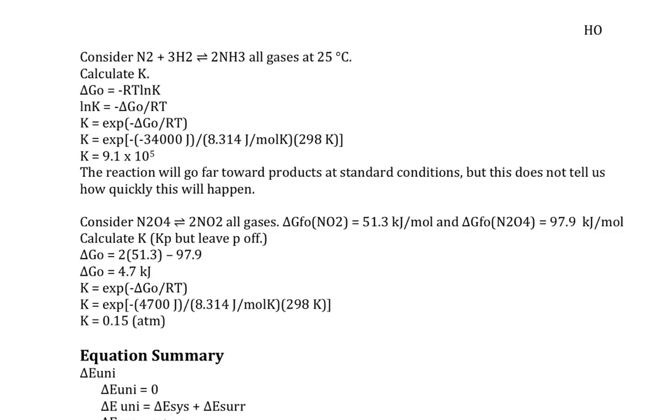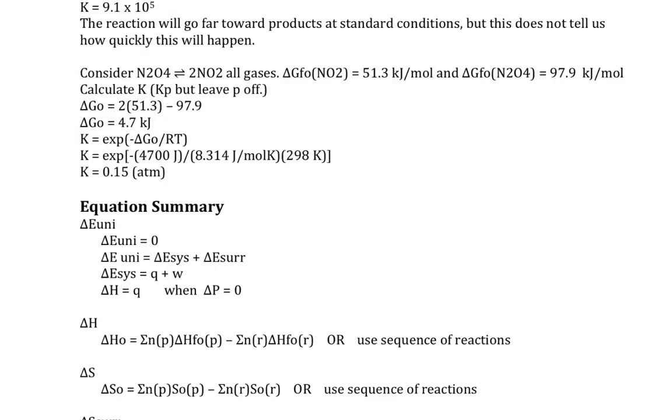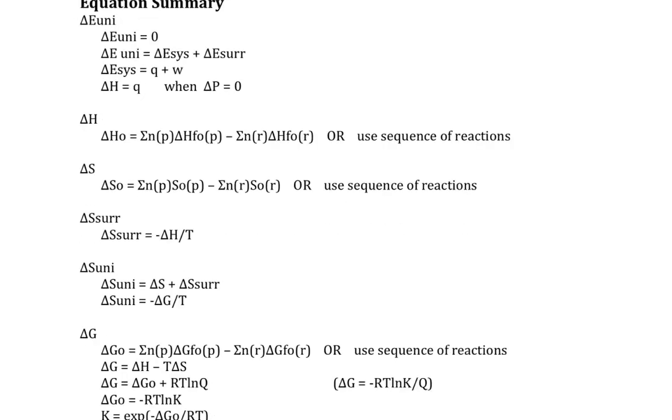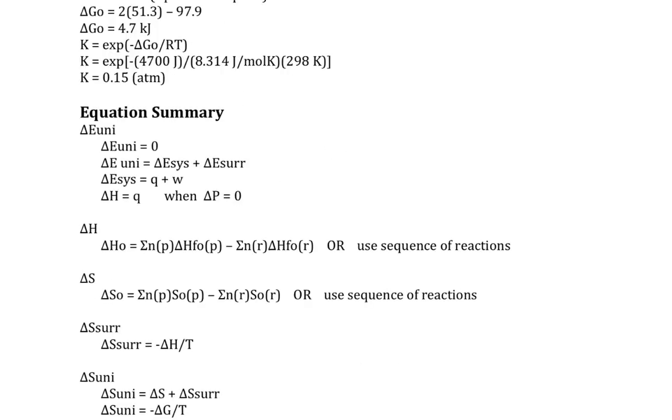Now we can use K is equal to e to the minus delta G over RT, and we put in our value for delta G. We needed to convert it into joules. It's a positive value, but our equation has the negative in it. So we have e to the negative 4700 joules divided by 8.314 joules per mole Kelvin divided by 298 Kelvin. And we get K equals 0.15 atmospheres. But we can leave off the atmospheres. I wrote atmospheres, not that that's the unit there, just that it's actually technically Kp as opposed to K.